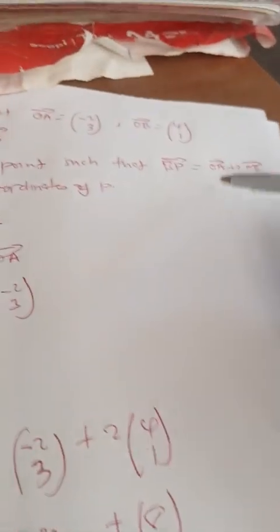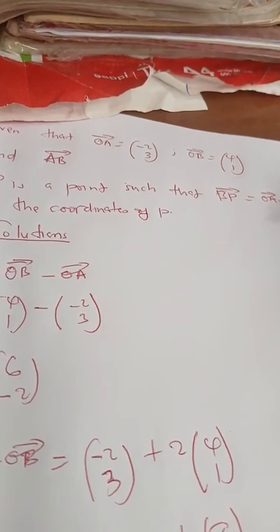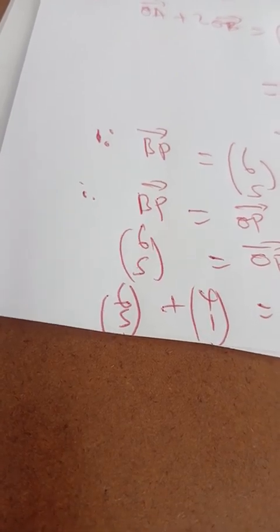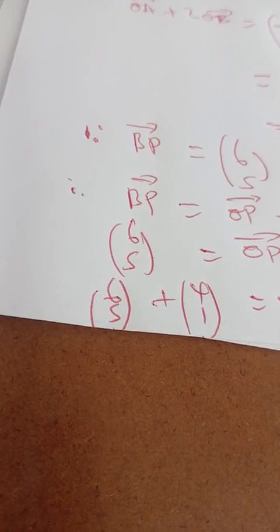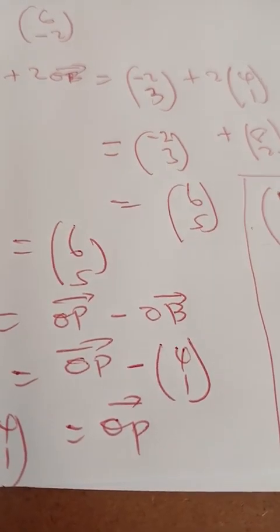Given a problem like this, we have to start by simplifying the right-hand side, OA plus 2OB, since OA and OB are given. After simplifying, what we get will be equivalent to BP. BP can also be simplified as OP minus OB. If you substitute there, we get OP as 10, 6. Therefore, if OP equals 10, 6, it means the coordinates of P are 10 against 6. So basically, that's how we deal with the concept of vectors, especially when we are given column vectors.